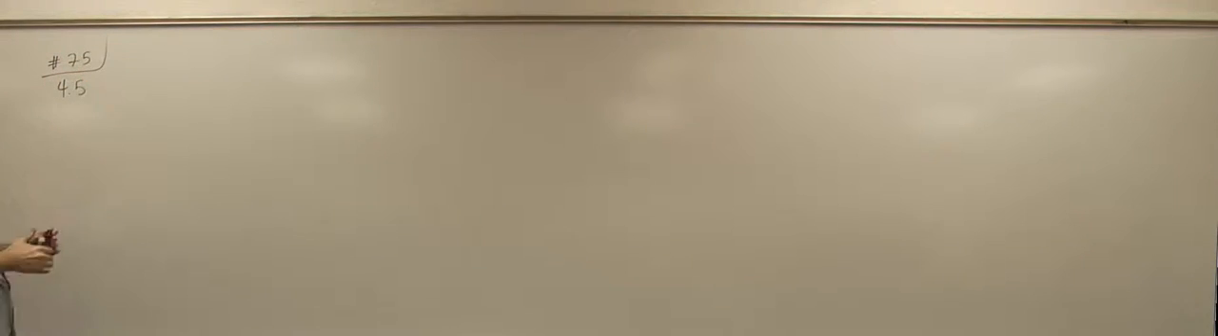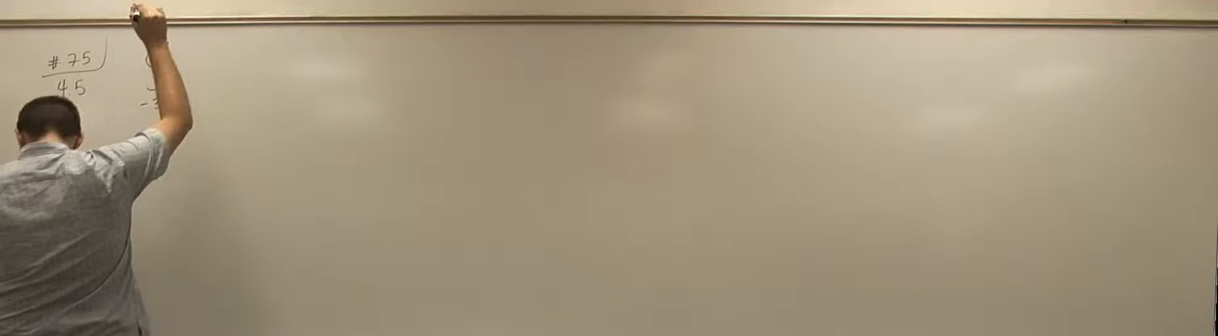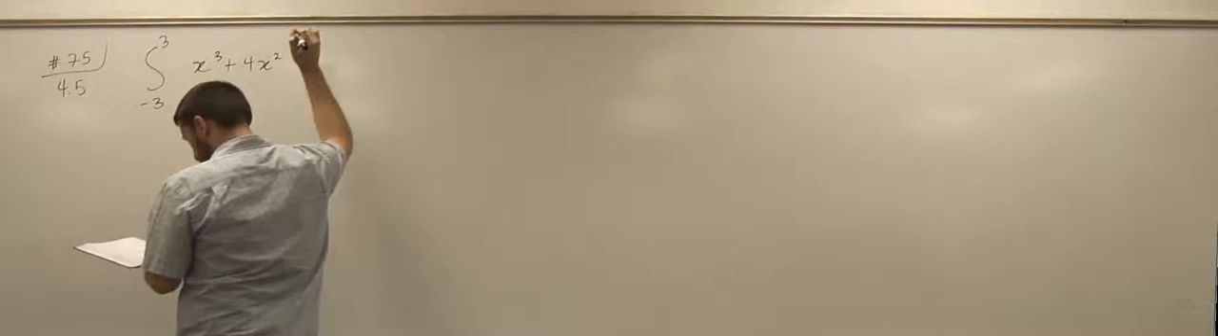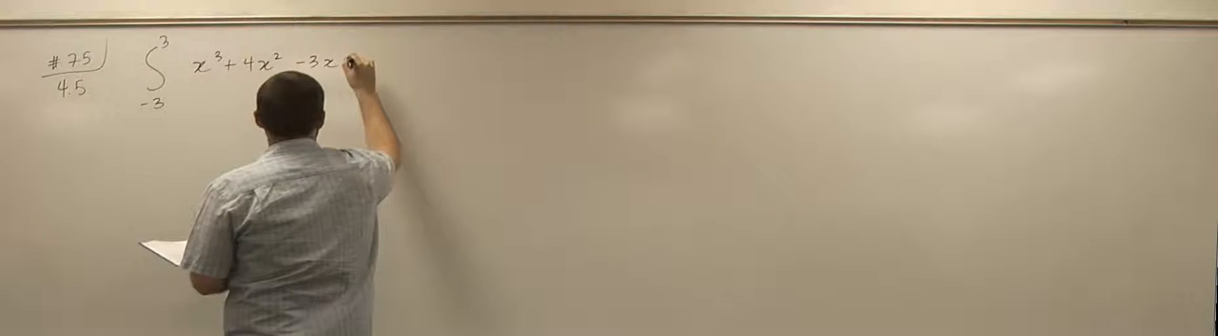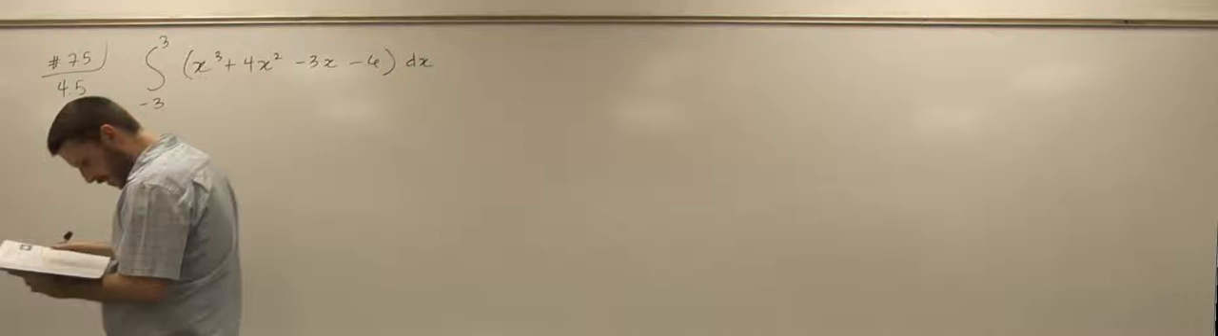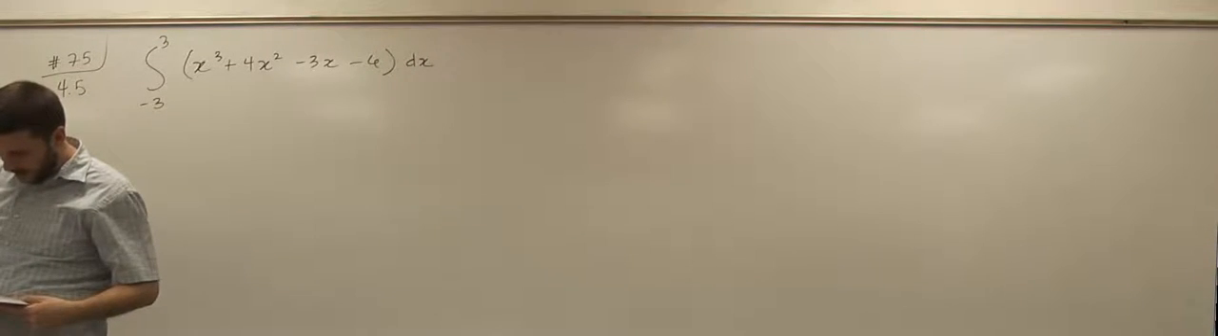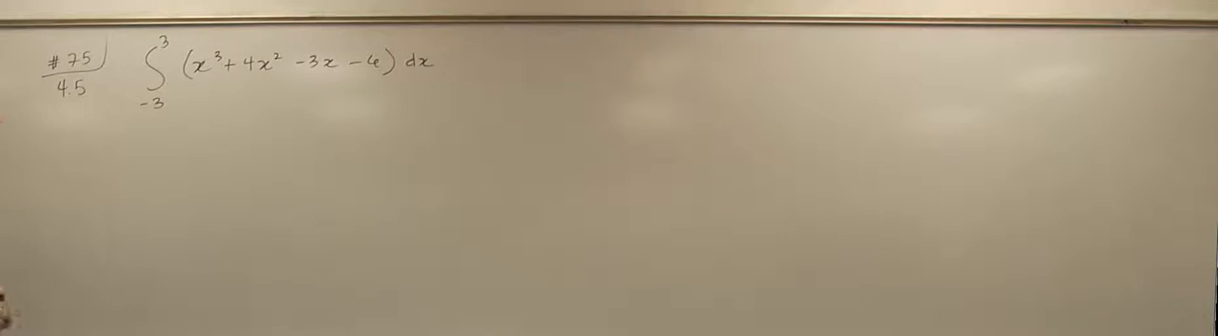4.5 gives you the integral from -3 to 3 of x cubed plus 4x squared minus 3x minus 6 dx. And it says write the integral as the sum of the integral of an odd function and the integral of an even function, and then use simplification to evaluate the integral.